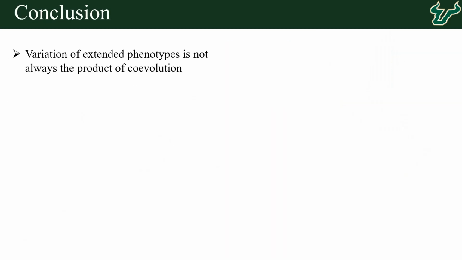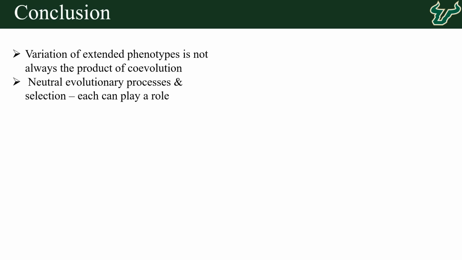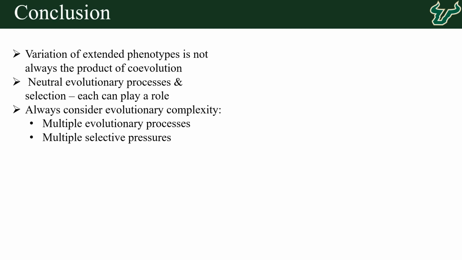So from our study, we can conclude that variation in extended phenotypes is not always the product of coevolution. So as we saw in the newt garter snake system, and as we've seen here, neutral evolutionary processes can play just as important a role, if not more important, in shaping the variation of extended phenotypes. We also found that neutral evolutionary processes and selection can both play a role in determining variation of complex traits. So any study looking at factors that may impact the variation of traits should always consider the role of multiple evolutionary processes and selective pressures. Evolution of extended phenotypes is not likely driven by a single coevolutionary dynamic.